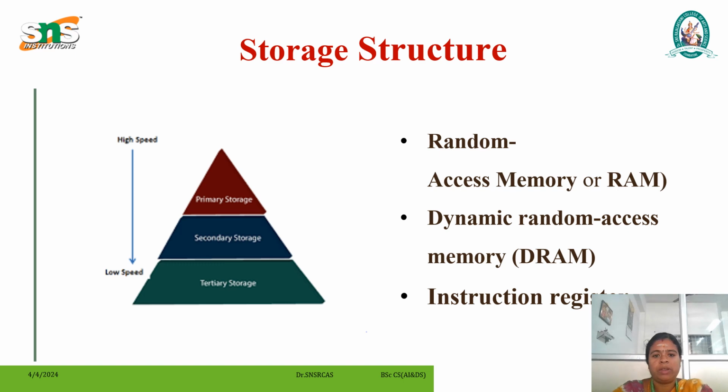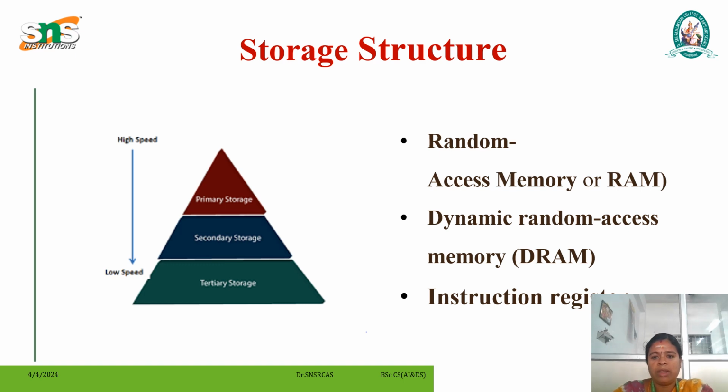Next one, storage structure. Computer programs must be in main memory, also called random access memory or RAM, to be executed. Main memory is the only large storage area, millions to billions of bytes, that the processor can access directly. Dynamic random access memory is implemented in semiconductor technology, which forms an array of memory words. A typical instruction execution cycle is executed on a system with a von Neumann architecture.